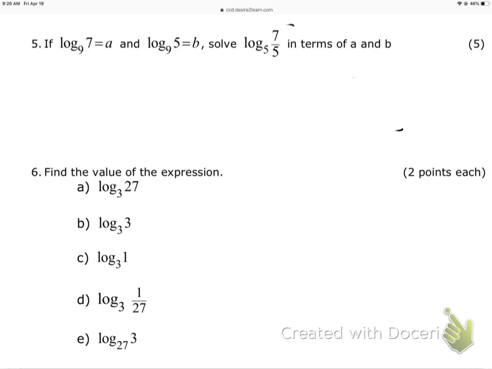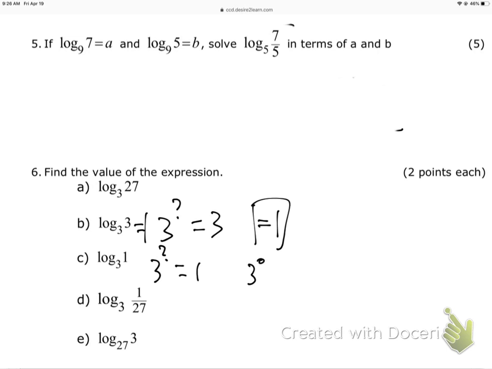Right, 3 to the power what will give you 3? Well, that's just 1, isn't it? Yeah, 3 to the power 1, that equals 3, so the log is 1. 3 to the power what will give you 1? Well, isn't that 0, remember? So that equals 0. So we can do all these.